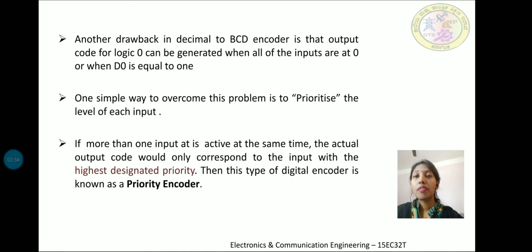One simple way to overcome these drawbacks is to prioritize the level of each input, that is, ordering of each input. If more than one input is active at the same time, then the output would correspond to the highest priority input which is active at that time. This type of encoder is called a priority encoder. Whenever more than one input is active at a time, the priority encoder will generate the output code for the input which has the highest priority.